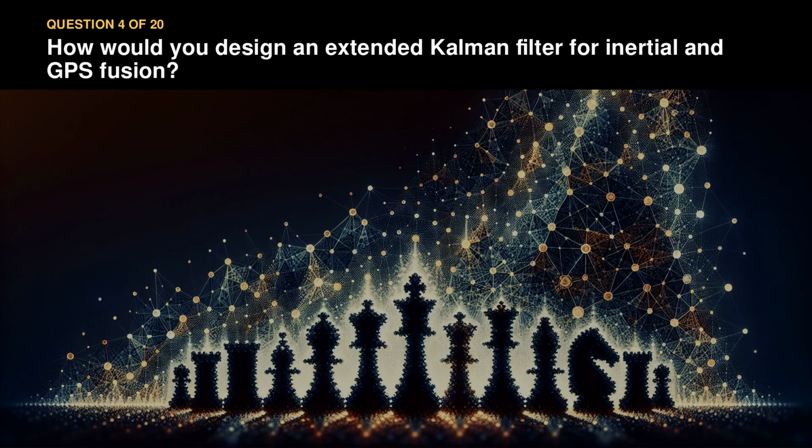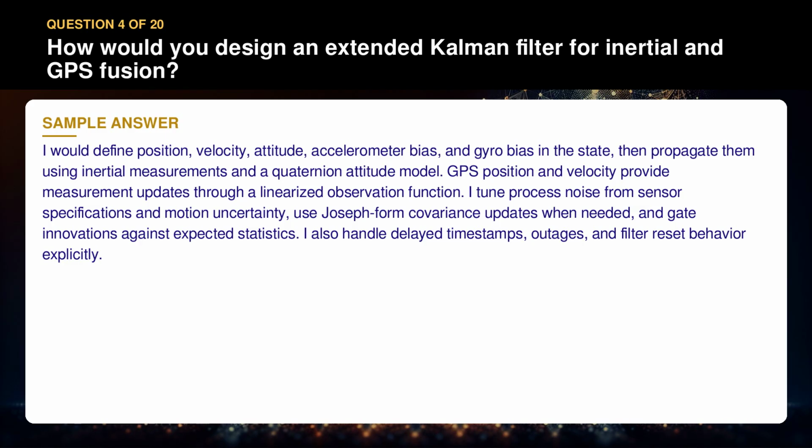Question 4. How would you design an extended Kalman filter for inertial and GPS fusion? I would define position, velocity, attitude, accelerometer bias, and gyro bias in the state, then propagate them using inertial measurements and a quaternion attitude model. GPS position and velocity provide measurement updates through a linearized observation function.